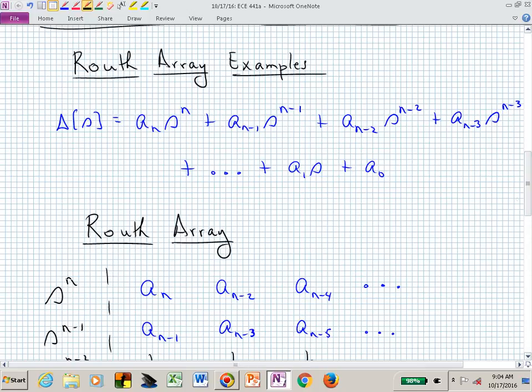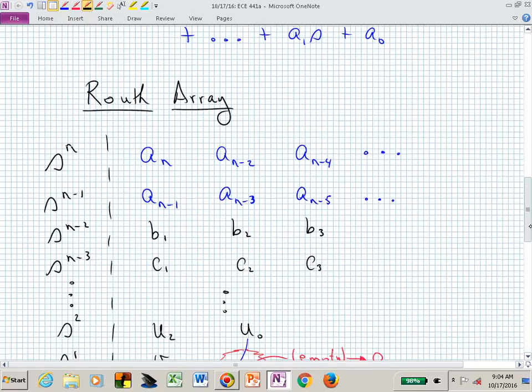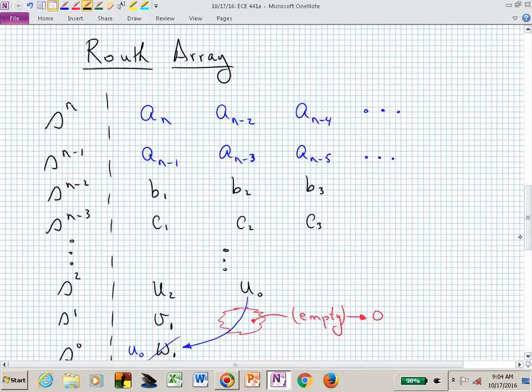As a reminder of notation, we're labeling the coefficients to have the same subscript as the power of S, meaning a sub n goes with s to the n, and we just keep going, and then a sub 0 is the coefficient associated with s to the 0, or our constant coefficient. We can now use those coefficients to build up our Routh array, and actually we can populate the first 2 rows of our Routh array based on the polynomial that we're given.